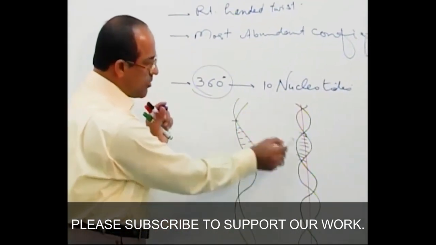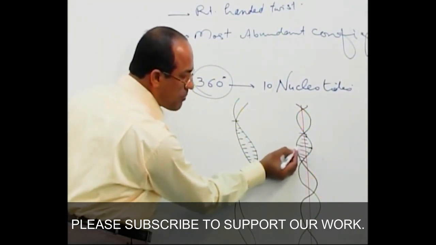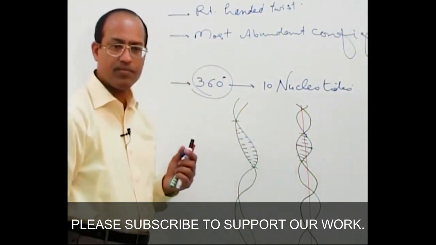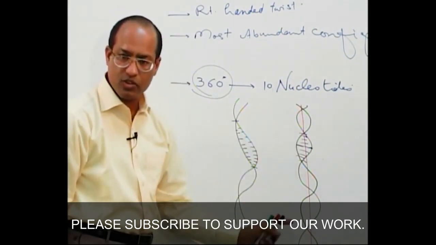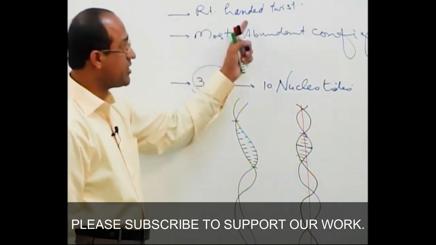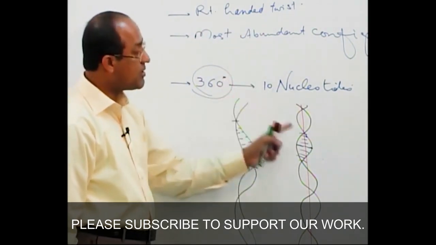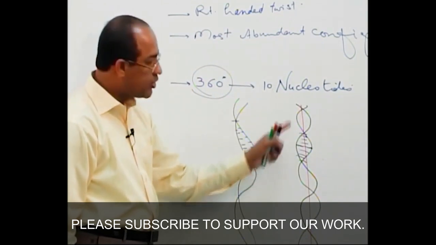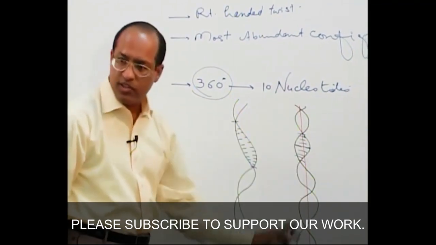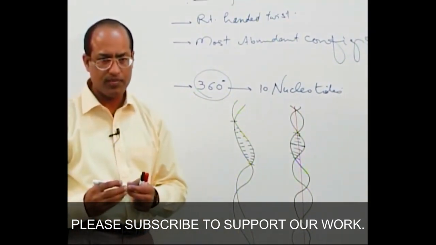In 360 degrees, how many nucleotide pairs are there? 10. And every pair is perpendicular to the central axis. Is that right? So B form is a right-handed twist. It's the most abundant twist. And in one 360 turn, how many nucleotides? 10 nucleotides. And the nucleotides are perpendicular to the central axis of the double helix. Any question here?